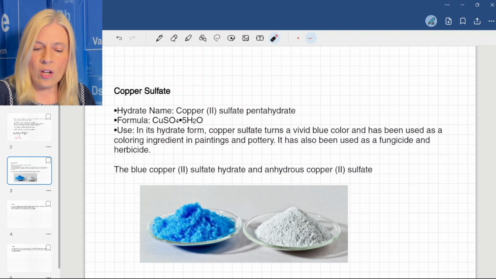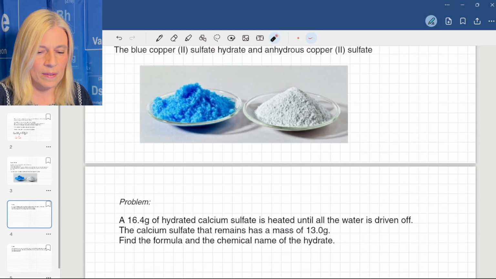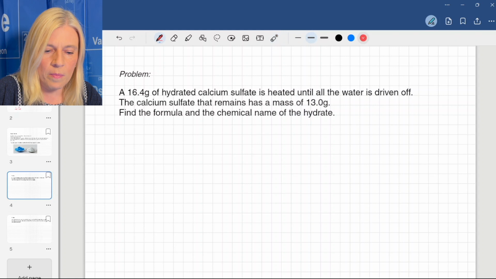Okay, so here are some properties of copper sulfate, but I think you want to solve some problems, right? You probably have some homework problems and want to say, what do I do? Well, let's solve some problems. Here is one of our problems.